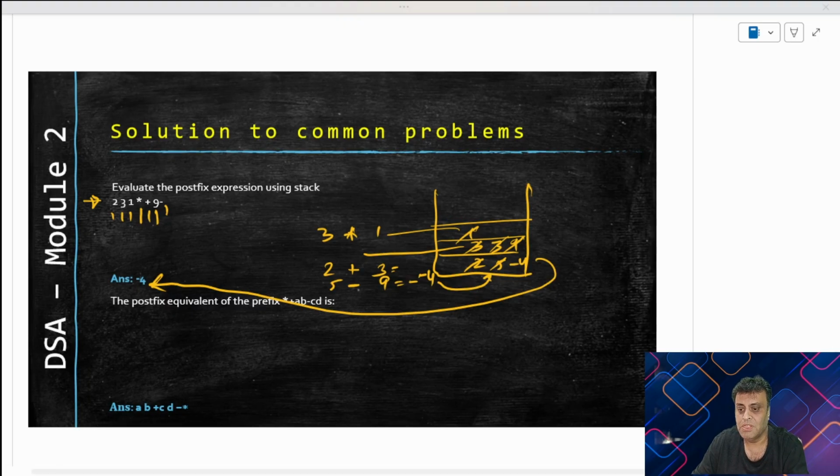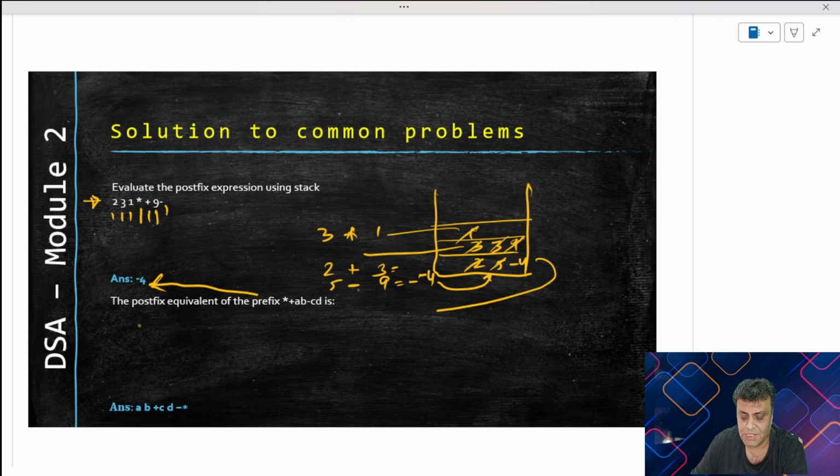So our next problem is this one. The postfix equivalent of the prefix star plus AB minus CD is whatever we are trying to achieve. So what it says is, again, we'll have to evaluate from the prefix to the postfix. This is a kind of different problem to solve.